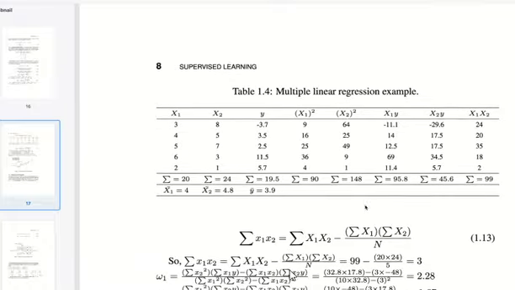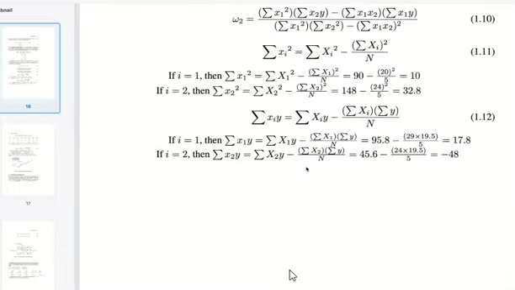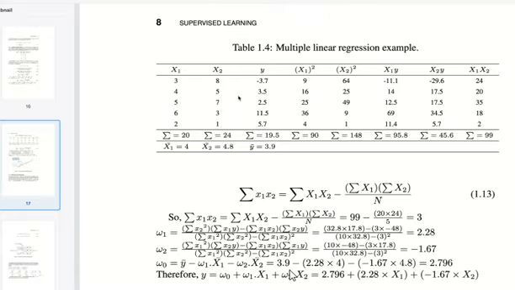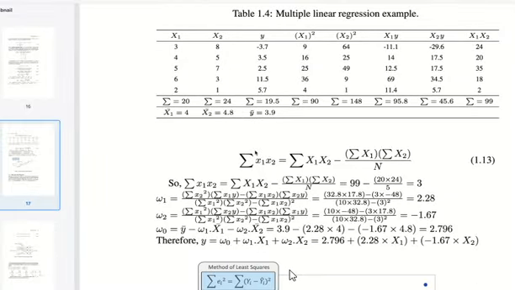So from the table 1.3, we can derive these values. From table 1.4, we have the sum of x1 squared, the sum of x2 squared, the sum of x1 times y, the sum of x2 times y, and the sum of x1 times x2. Also we can find the average of x1, x2, and y. Now if we know all these values, we can put them in the equations and easily find omega 1, omega 2, and omega 0.